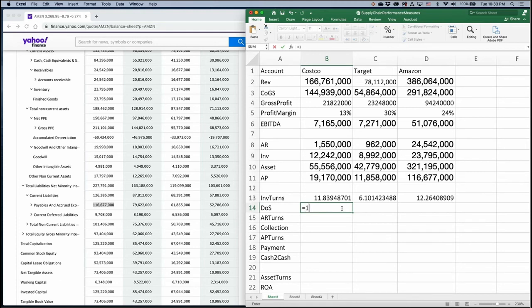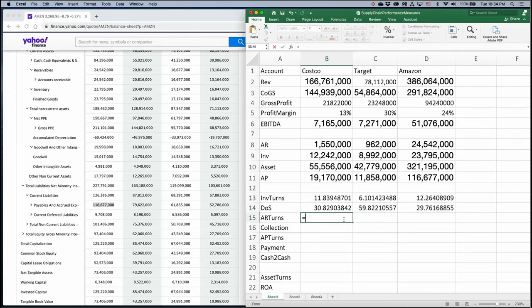Again, you can use 1 over inventory turns times 365 days, that is days of supply. And you have this, and in Target's case, their inventory days is almost 2 months, so that's almost 60 days.